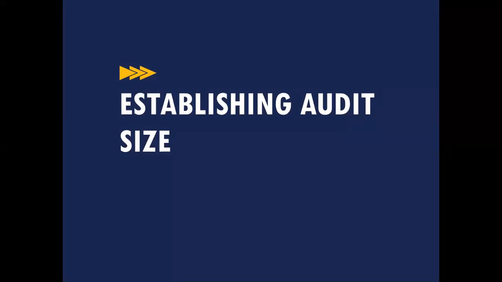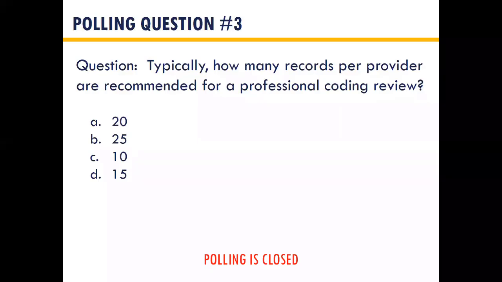So then when we talk about establishing the audit size, that's key in determining accuracy. For example, actually we have a polling question, so I'm going to go ahead and we'll do that first. Okay. Typically, how many records per provider are recommended for a professional coding review?